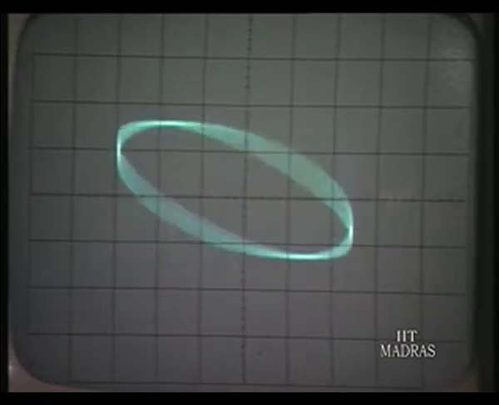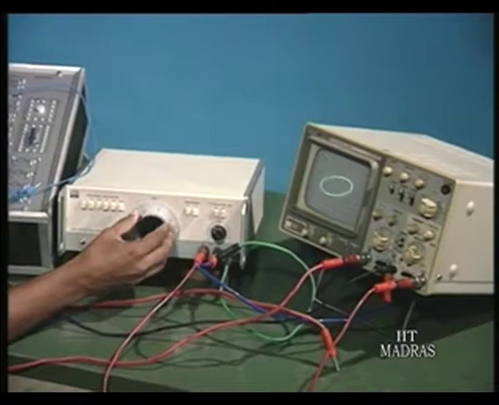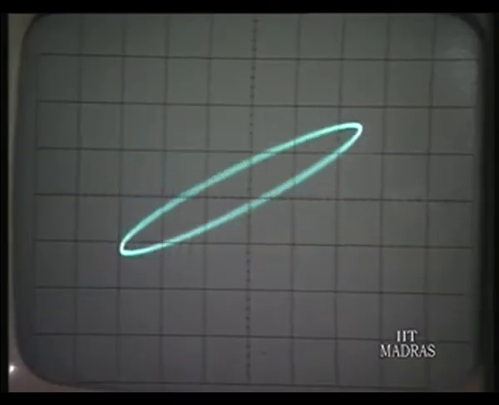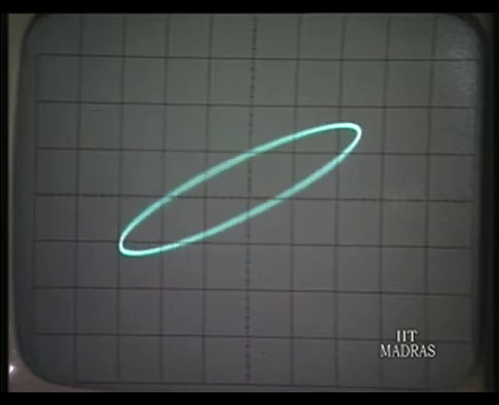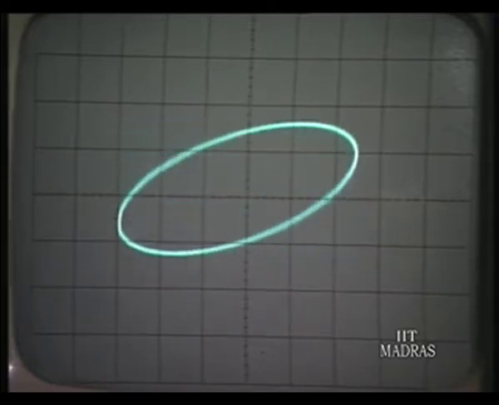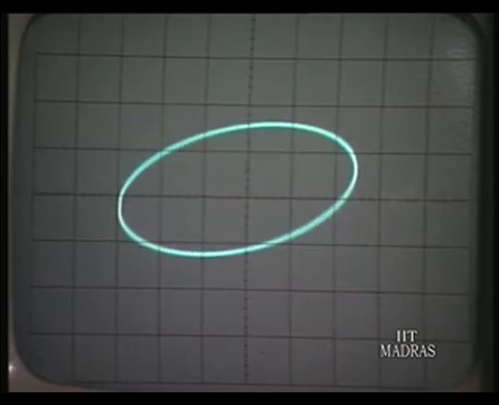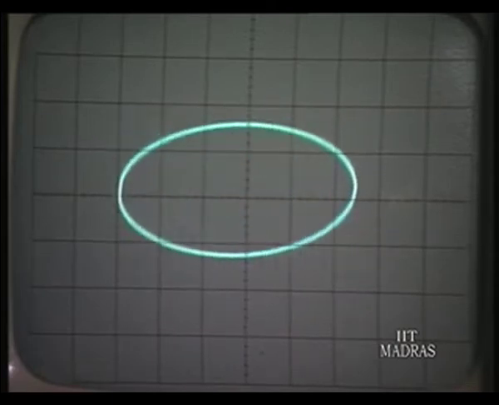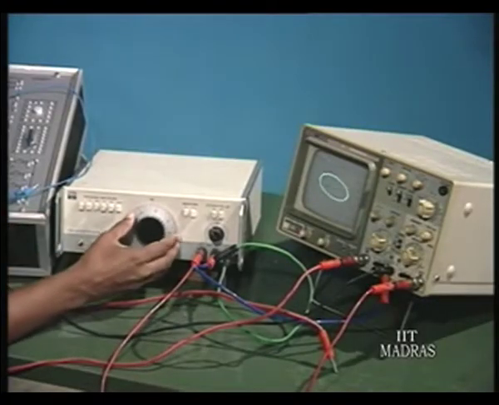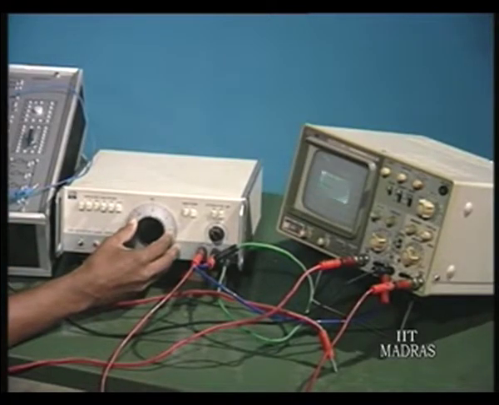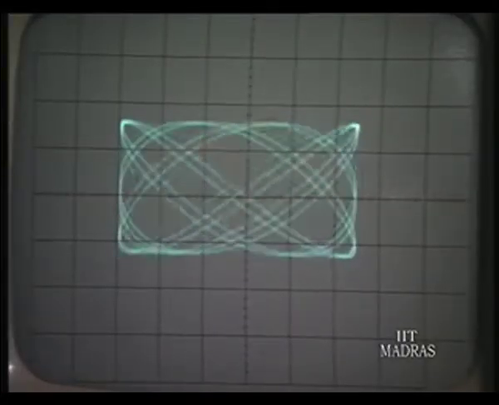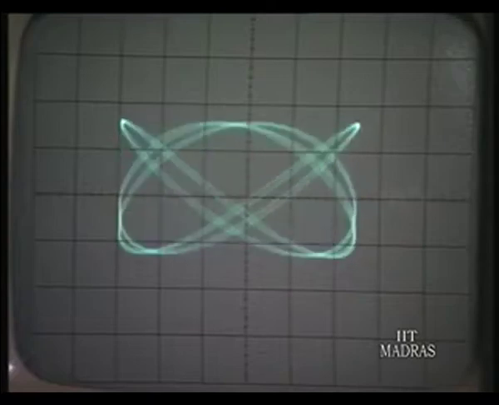Devaki, please adjust it so that the ellipse becomes at least stable for some moment. There you see, it is very difficult because both are unstable frequencies, and therefore it becomes stable for a very short amount of time. Now, she will apply double the frequency, and you will see that the figure becomes unstable, and at a certain frequency you will get a figure of 8.